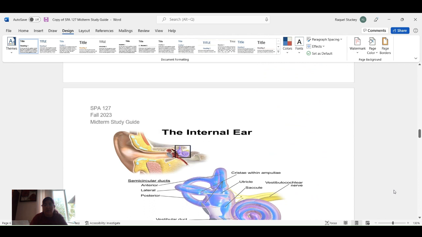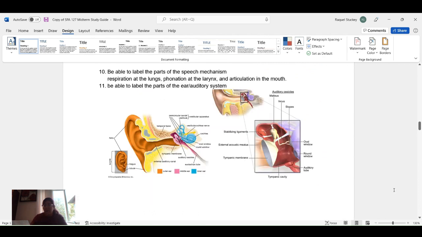Parts of the ear. We're going to have to know where the external auditory canal is, which is like the entrance of the ear, your tympanic membrane, which is your eardrum. Inside of that, you have your malleus, incus, and stapes, which are auditory ossicles. Then number 6, your oval window, which connects to the cochlea.